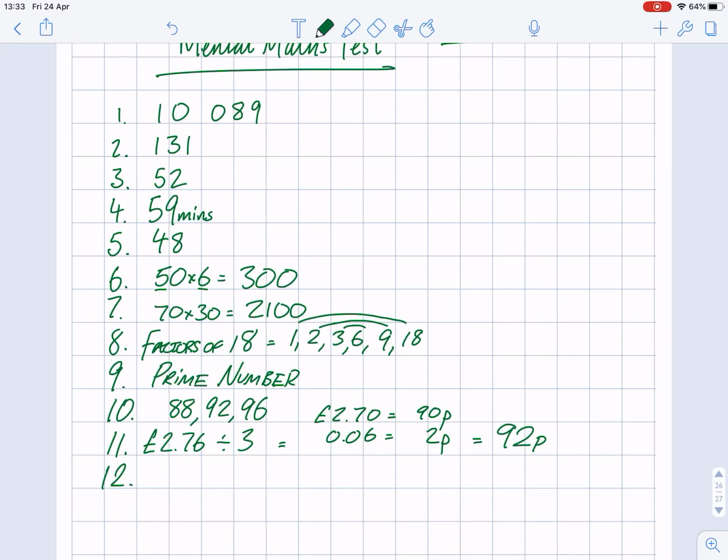Last one, then I asked you to simplify 15 over 20. So what you should have done is thought, what's the largest number that goes into both of those? Or another way of thinking about it is what's the highest factor that goes into both those numbers? It's 5. How many 5s are there in 15? 3. How many 5s in 20? 4. So simplifying 15 over 20 becomes 3/4. So there's all your answers.